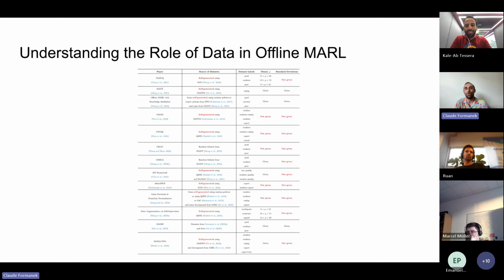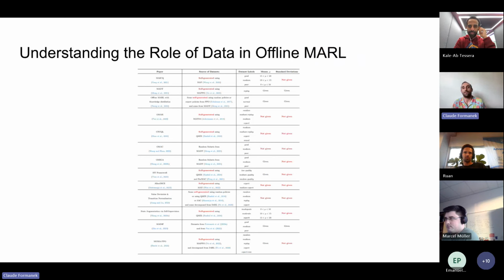onto trying to understand why, or at least what effect the data set has on the outcome of your offline MARL experiments with your algorithms. And we had this feeling that the fact that everyone's using their own data sets was problematic and led to bad science.